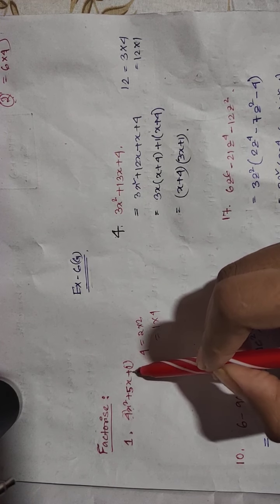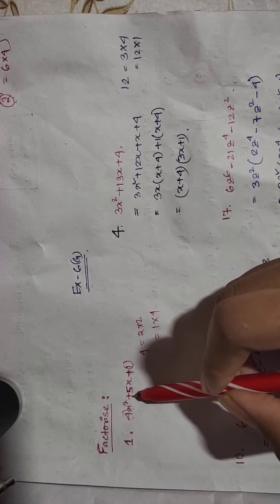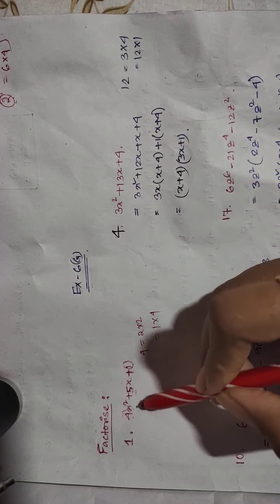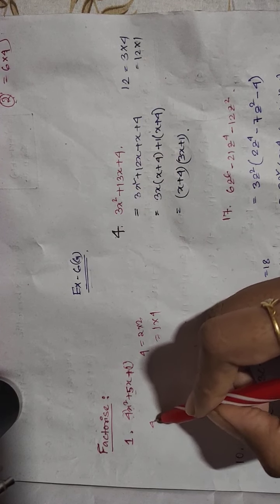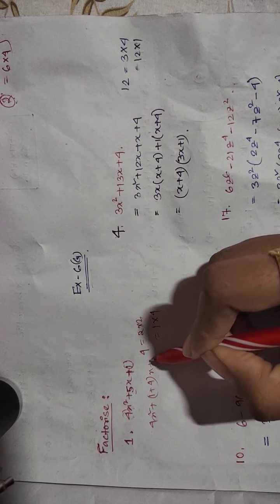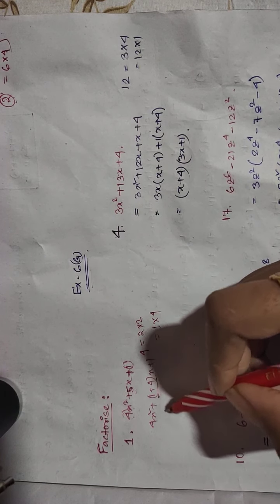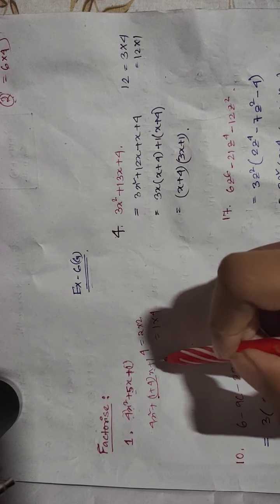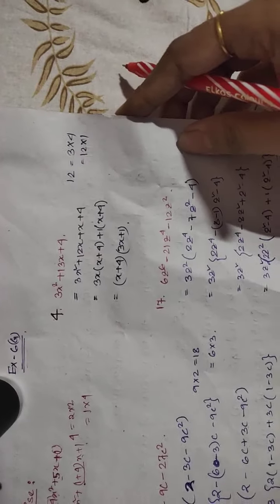Here plus is given, that means by doing addition you have to get that 5. So 1 plus 4 is 5, that means 4x square plus 4x plus x plus 1. Then split this term, 4x square plus x plus 4x plus 1, then take common. Like this you have to do.